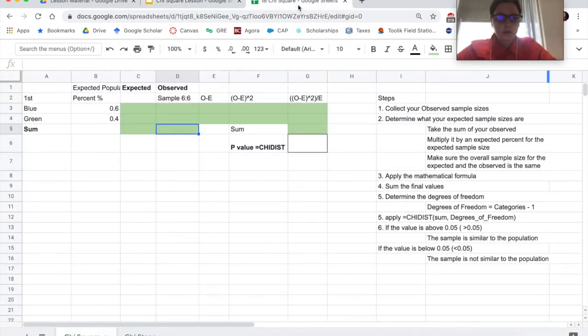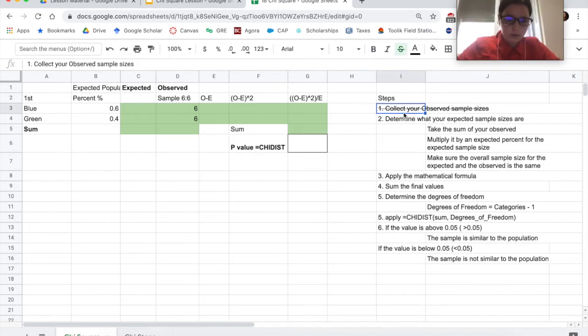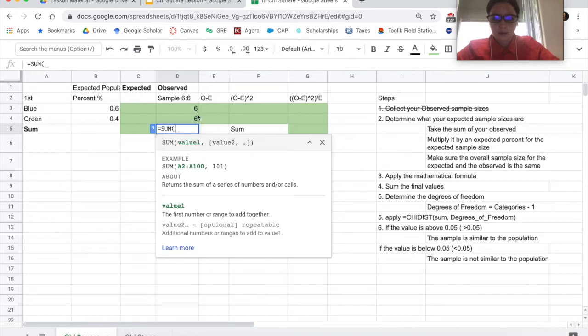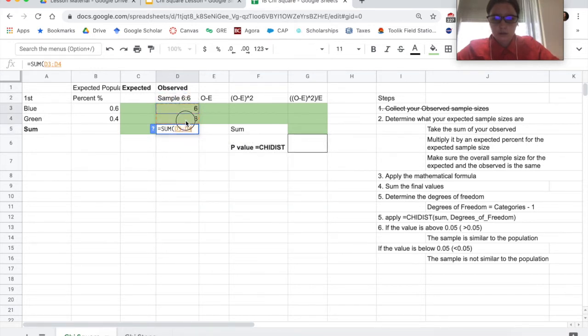So now we'll go to Google Sheets. This is in Google Classroom. And under the observed, we're going to put that we observed 6 blue and 6 green. Now, we've collected our observed samples. These are the steps for the chi-square test. We need to take the sum of the observed samples because we're going to use that to determine what to put in the expected column. So we can just do equals sum these two.